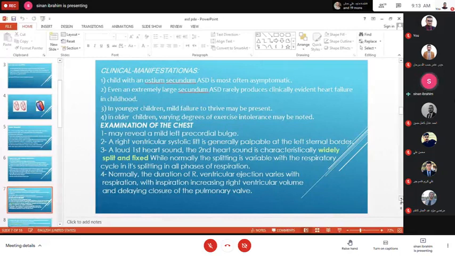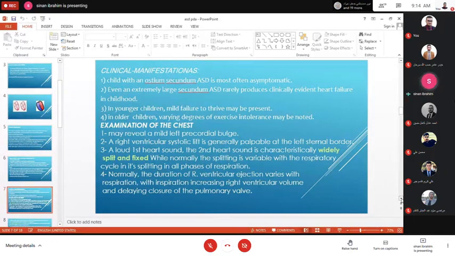Even an extremely large secondary ASD rarely produces clinical heart failure in childhood. In younger children, mild failure to thrive may be present if the ASD is large enough to produce it. In older children, varying degrees of exercise intolerance may be noted if the ASD is large enough to produce symptoms.